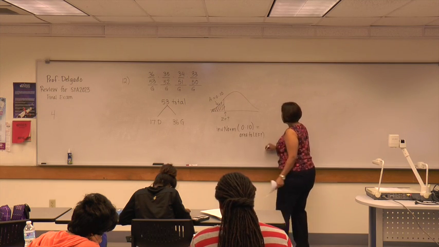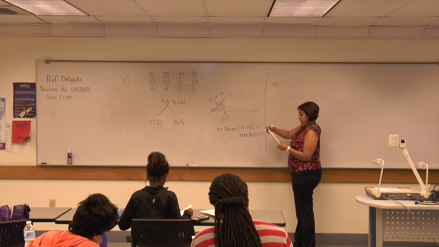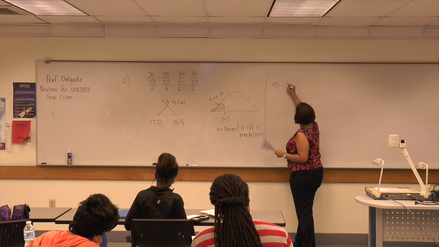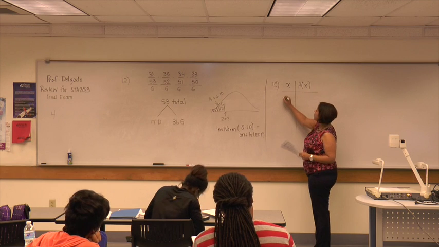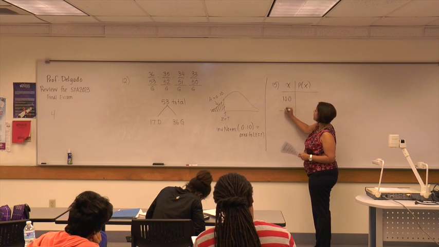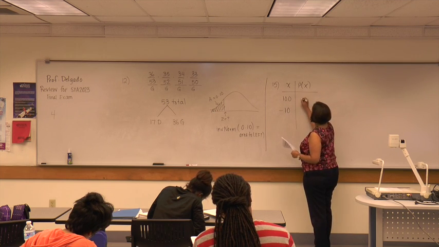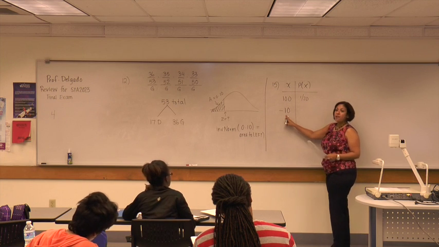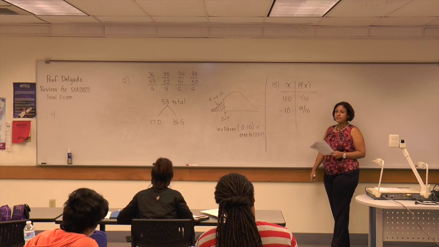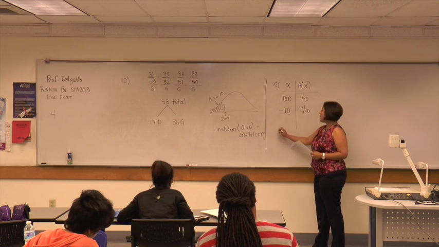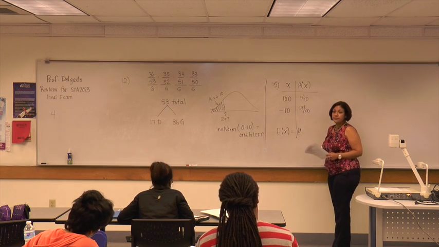So this is a discrete probability distribution. And we can set it up this way. I can either win $100 or I could lose $10. The probability of winning $100 is 1 out of 20. The probability of losing $10 is 19 out of 20. The expected value is just another name for the mean of this distribution.